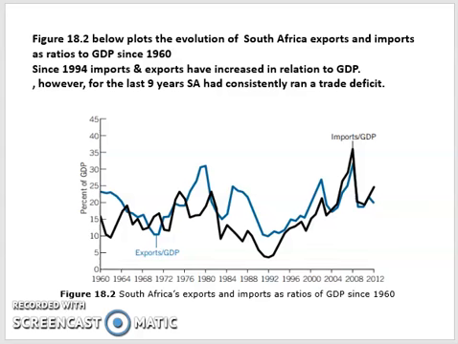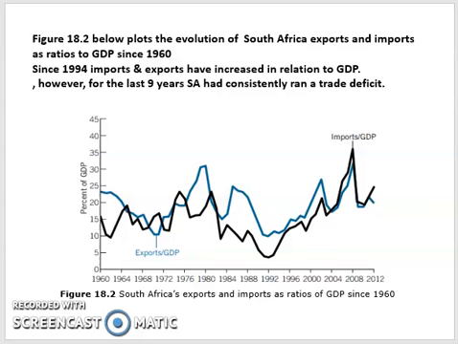This figure here helps us look at how much South Africa sells to and buys from the rest of the world. It plots the evolution of South African exports and imports as a ratio to GDP since 1960. We can draw two main conclusions from this figure.